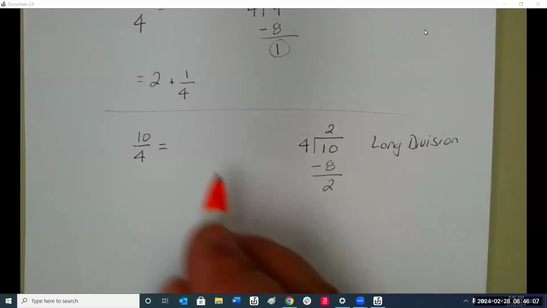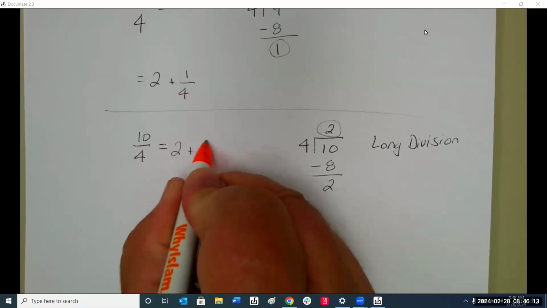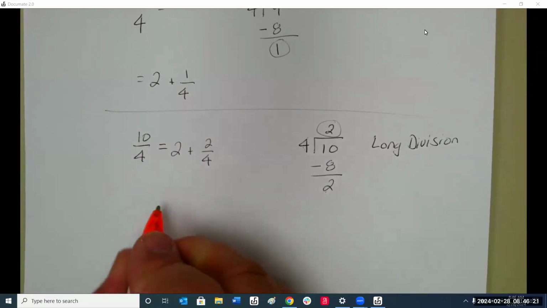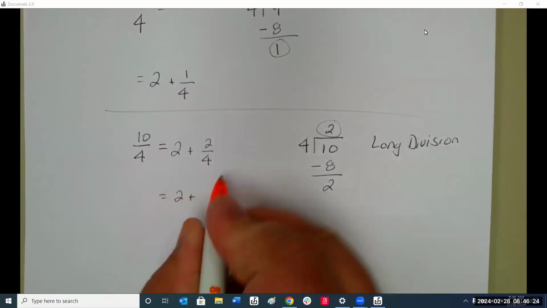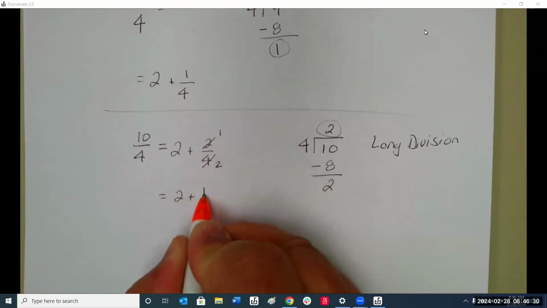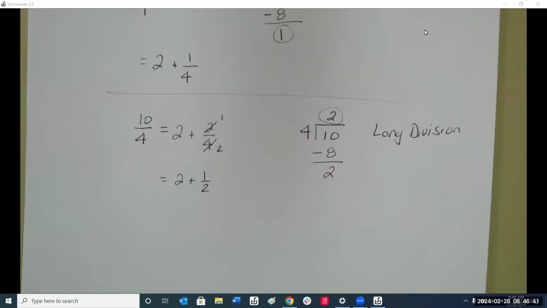4 can't go into 2. So we get our quotient is 2 plus the remainder over 4. Can we go any further? Right. This can be simplified. 2 goes into 2 once, 2 goes into 4 twice. And that's the step a lot of students forget to do. Always simplify if you can go further. Which is why when you teach division, you teach them the first thing you do is simplify.